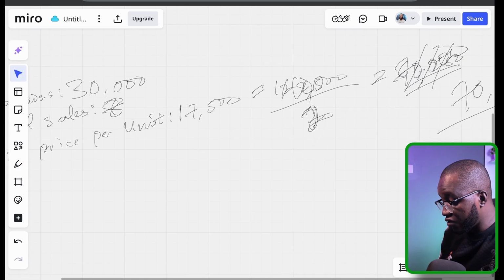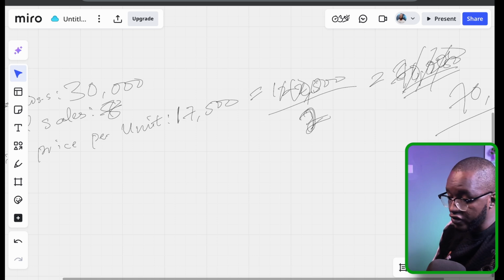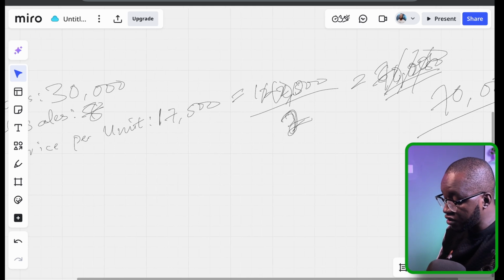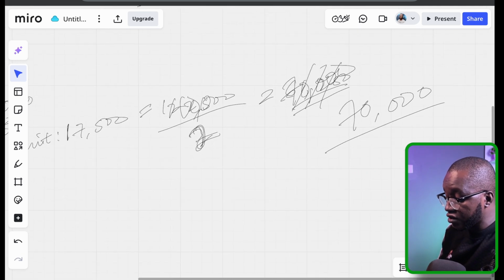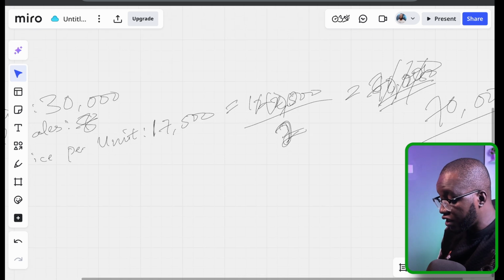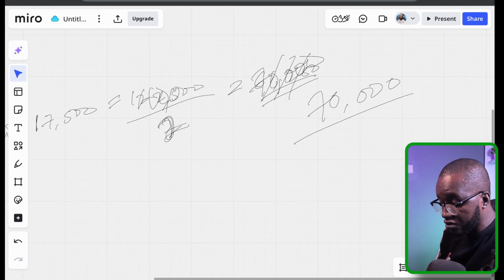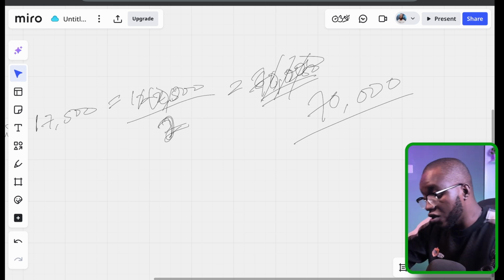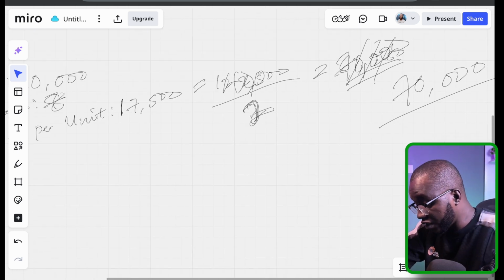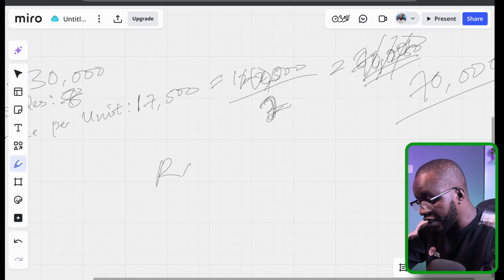You spend 30,000 naira on adverts, you make total sales of 8, and your product is 17,500 per unit, and you generate 140k in sales. Then because of failed delivery rate, your successful delivery rate mapped at 50% will give you 70,000. Now what is your ROAS at this point?